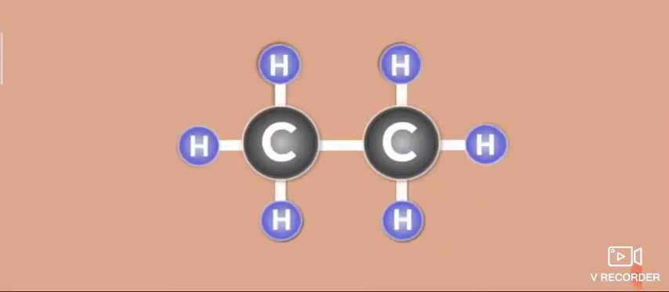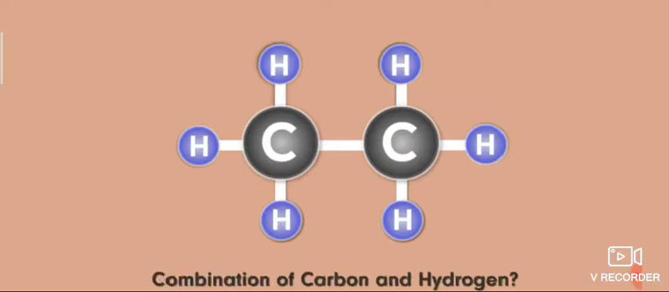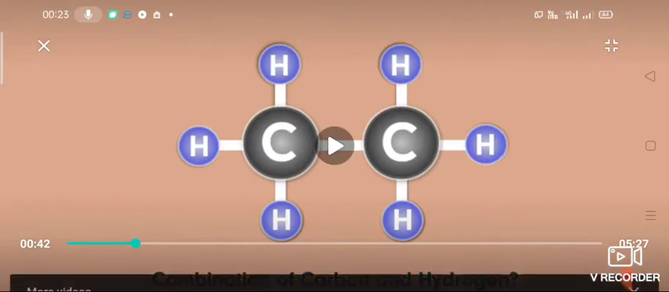One carbon atom can combine with another carbon atom and those 4 valencies of carbon are satisfied with hydrogen and carbon. So here when you see this, one carbon is combined with 3 hydrogen atoms and another carbon atom. So it has 4 valency.